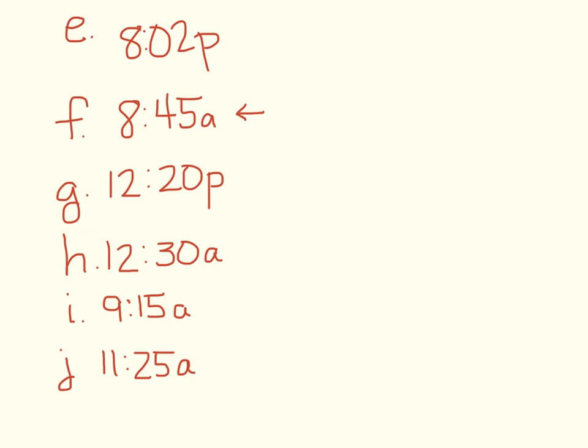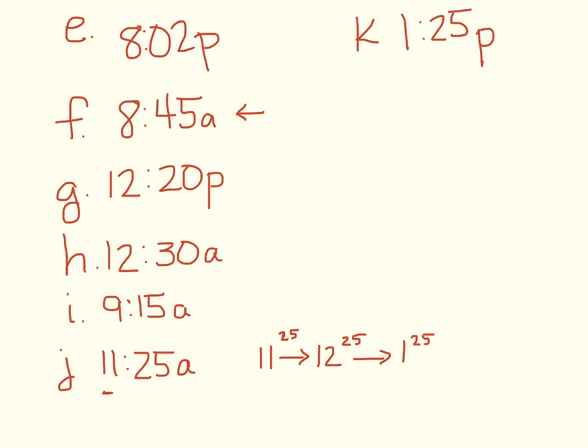Almost done. What time would be shown by the clock 2 hours later? Now, if we look at here, 2 hours later would move us from 11 to 12, 11:25 to 12:25 is 1 hour later. 12:25 to 1:25 is 2 hours later. So our answer would be 1:25. Now it was in the morning. So what label would you put? It should be now afternoon.